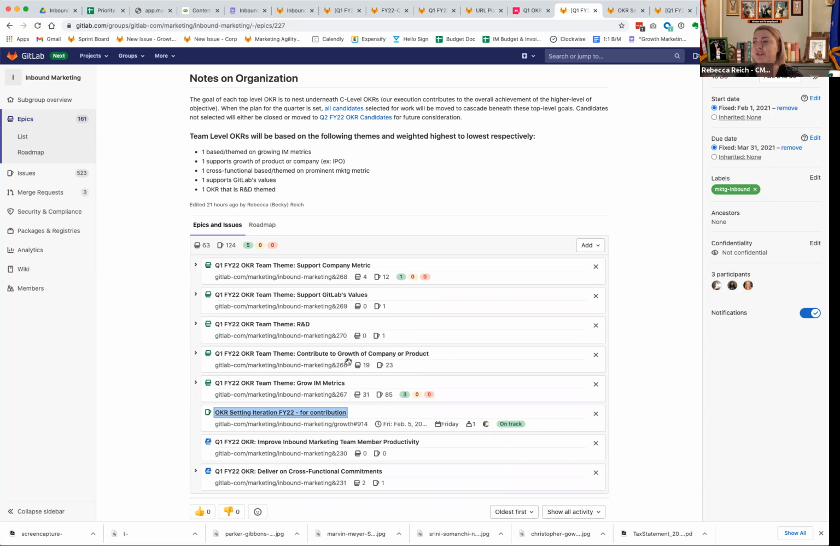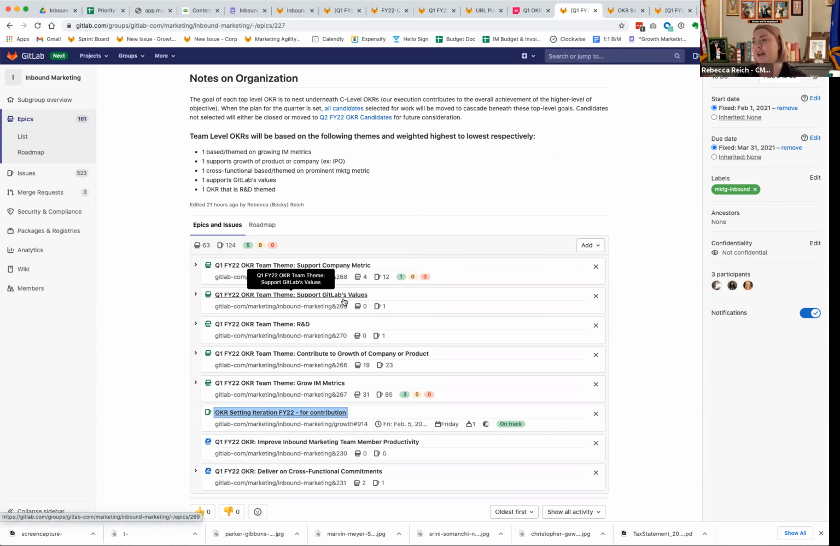Then when we go into contribute to the growth of the company or product, again, this is heavy, not as heavy as our metrics, but this is important. And then when you go in here for support company metrics, we have 4 epics, we have 12 issues here. So this is to support cross-functional metrics that don't necessarily fit within inquiries or growing website traffic, but they're important as well.